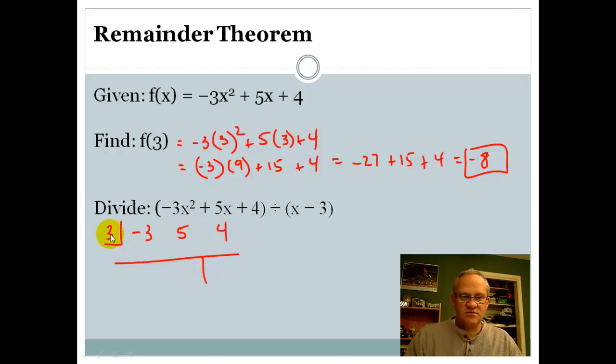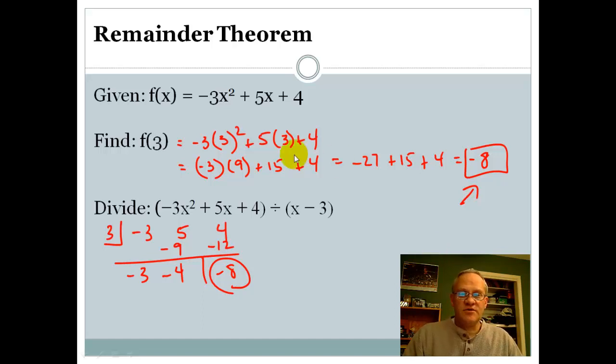So when we do this, remember negative 3 comes down. Negative 3 times 3 is negative 9. Negative 9 plus 5 is negative 4. Negative 4 times 3 is negative 12. And negative 12 plus 4 is negative 8. Do you notice anything there? It looks kind of familiar. The negative 8, look, it's the same thing as up here. That's going to work every time.